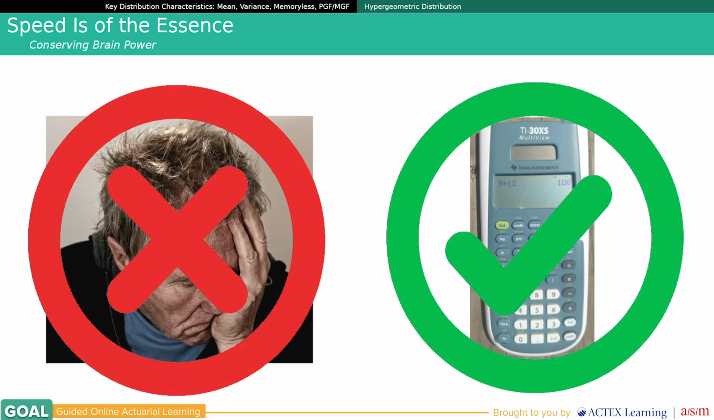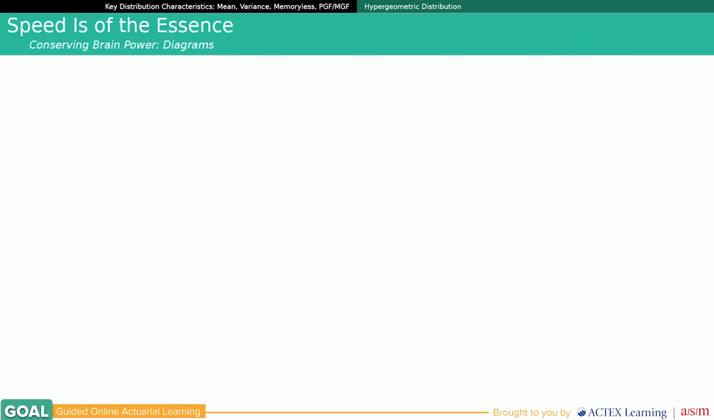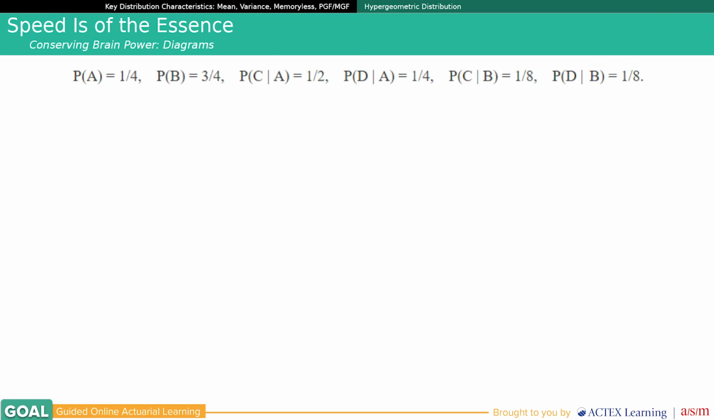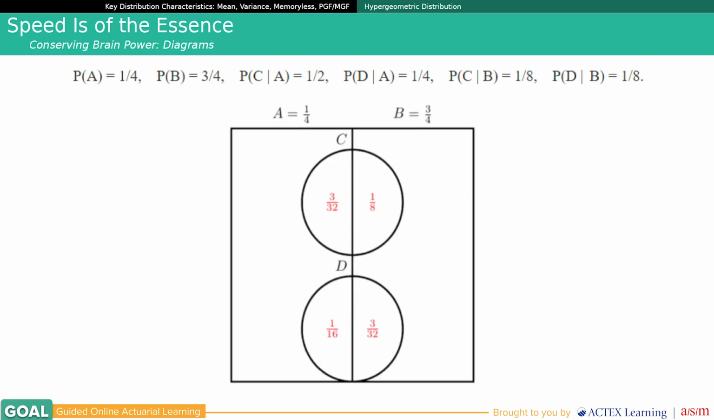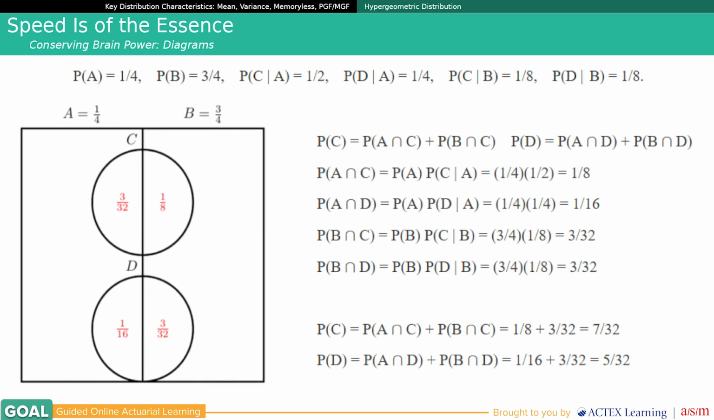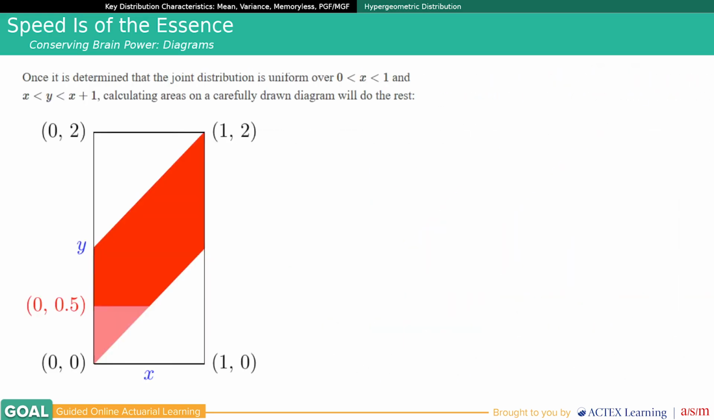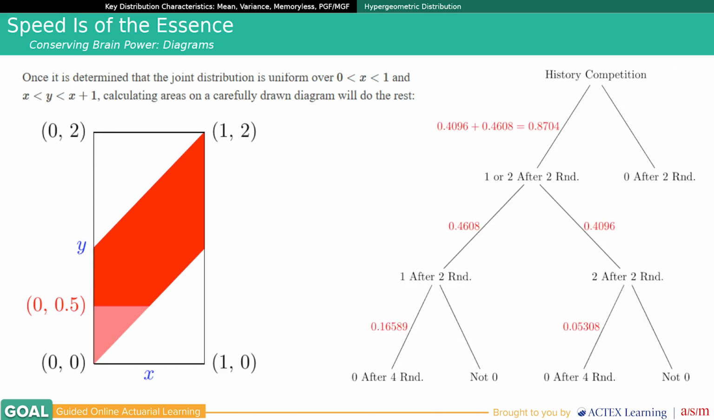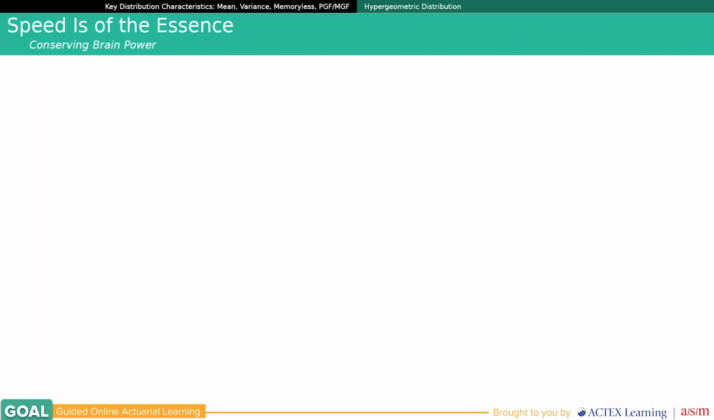How else can you save mental energy? Diagrams can help, especially when you copy information from the problem directly into the diagram. And for most people, this is more intuitive than this. That applies especially to bivariate problems, especially with uniform distributions. And tree diagrams are especially helpful with Bayes' theorem problems. Diagrams are almost always easier on the brain, and they are often faster too. And speed is important on this exam.